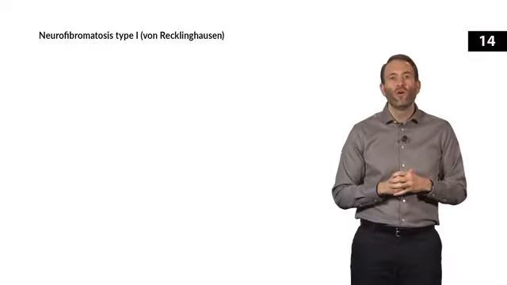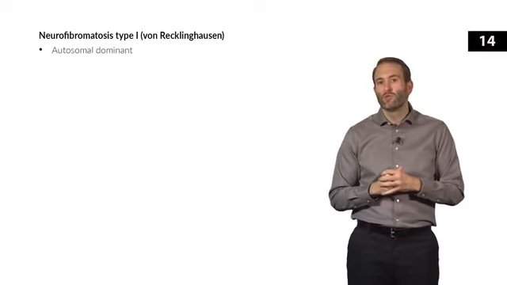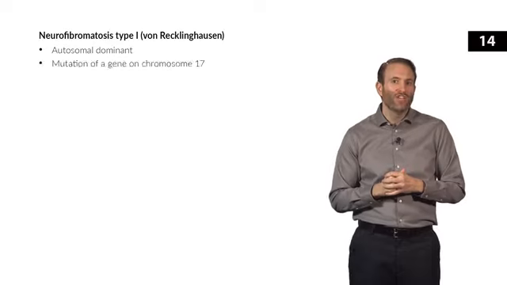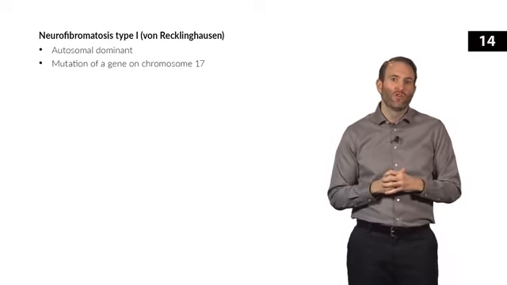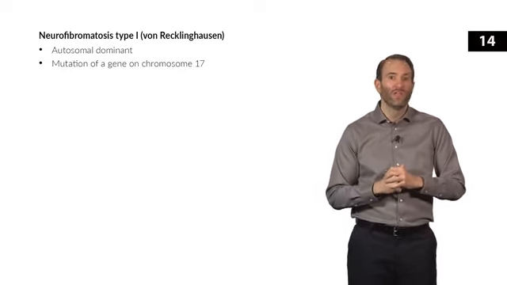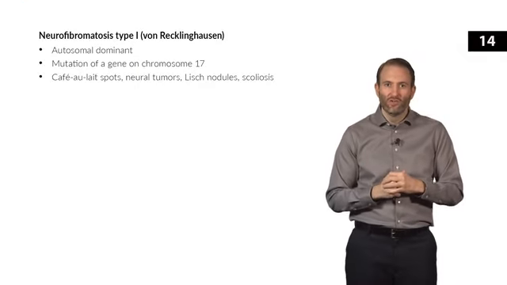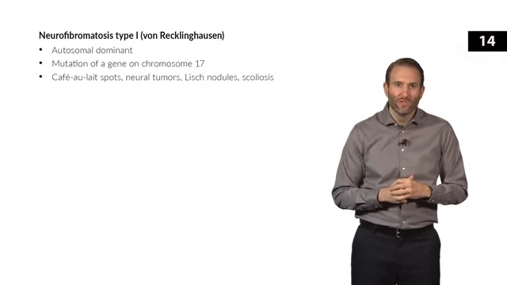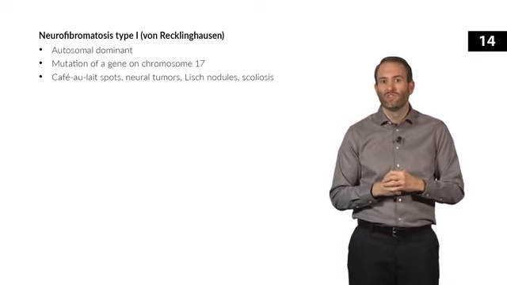Let's move on to neurofibromatosis type 1, also referred to as von Recklinghausen disease. So this is autosomal dominant again, and it's caused by a mutation of a gene on chromosome 17. This gene is responsible for control of cell division. Without that control on cell division, we see tumors in the nervous system. Now, the symptoms include the café au lait spots, very important for this one, pigmented macules, and neural tumors. You also have what are called Lisch nodules, which are pigmented iris hamartomas. And patients will also develop scoliosis as well.